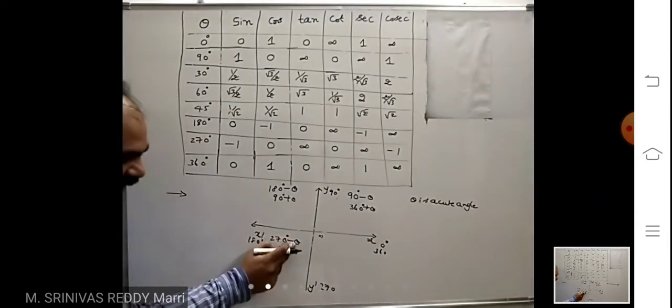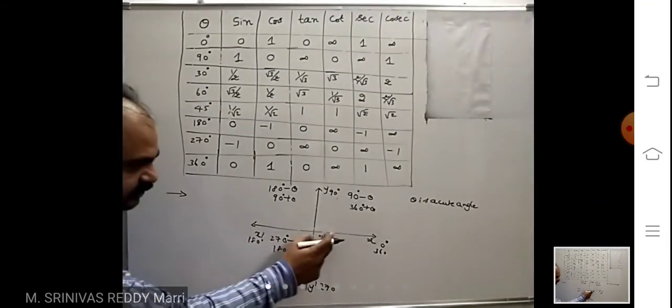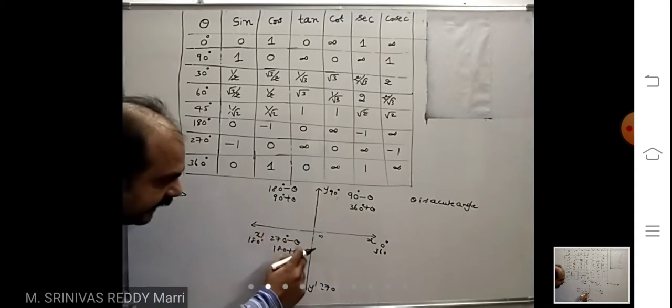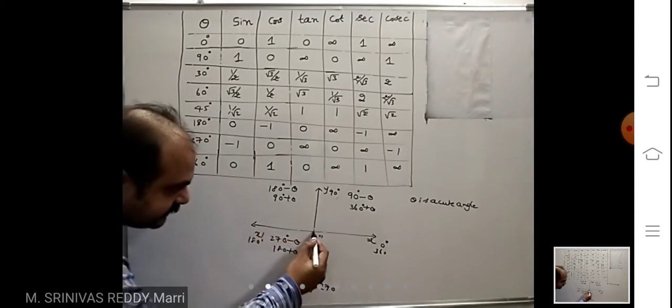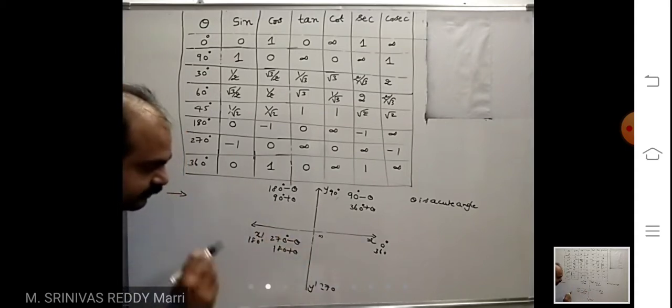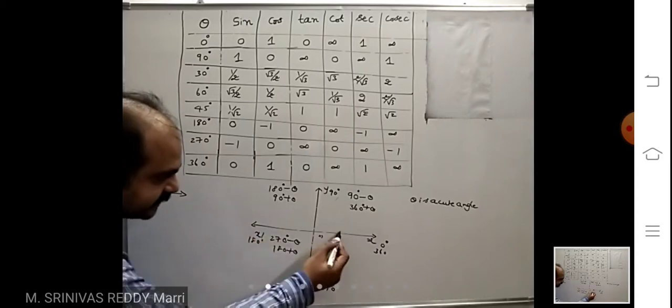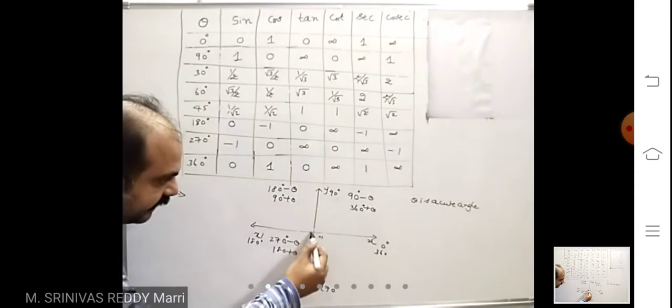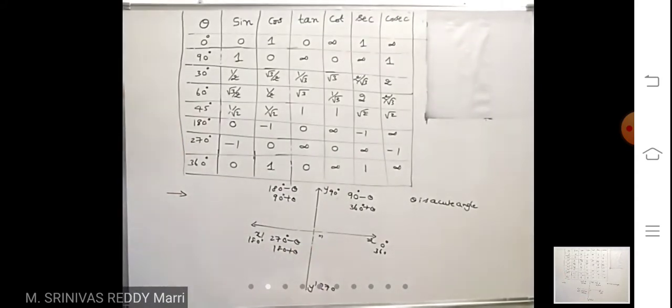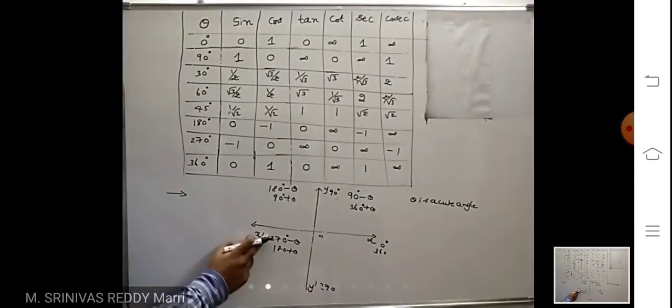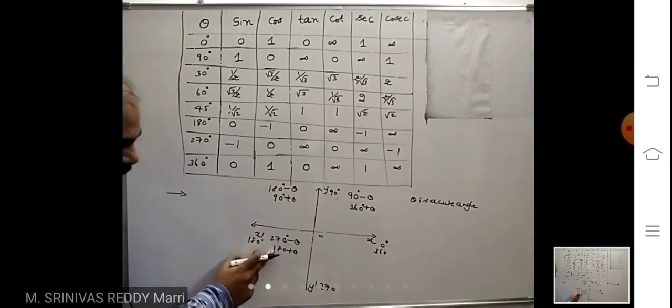270 minus theta, let us say. That means it will be less than 270. From here to here, the angle is what? 270. Less than means it will come here. So if the angle is of this type, it will be in this quadrant. Suppose 180 plus. So this is 180. 180 plus means it will come here. That means in the third quadrant, the angle will be either in this form or in this form.